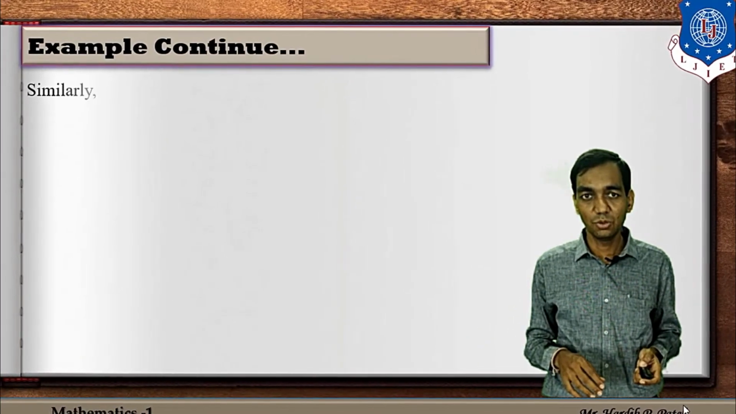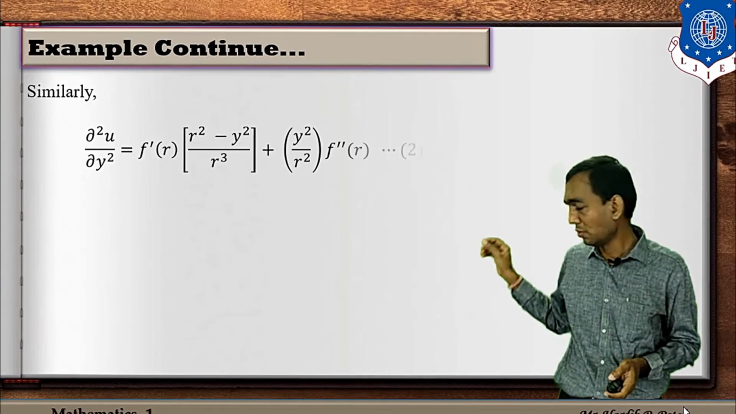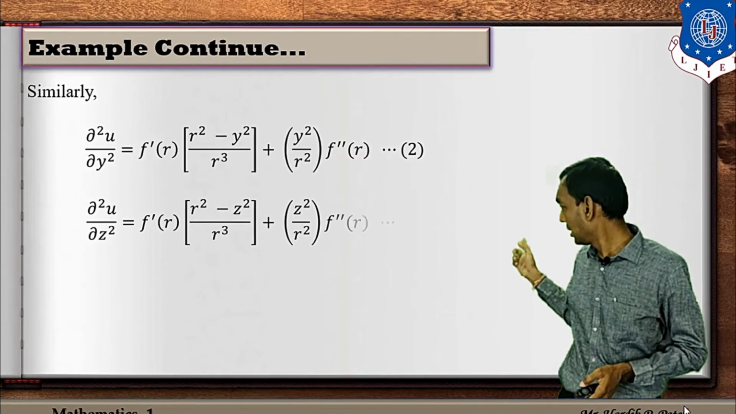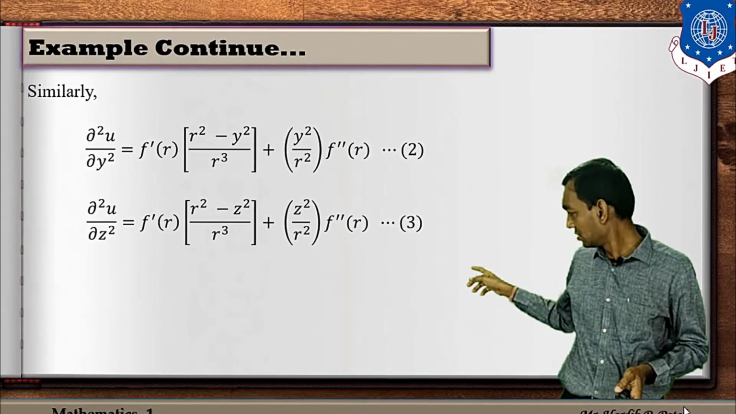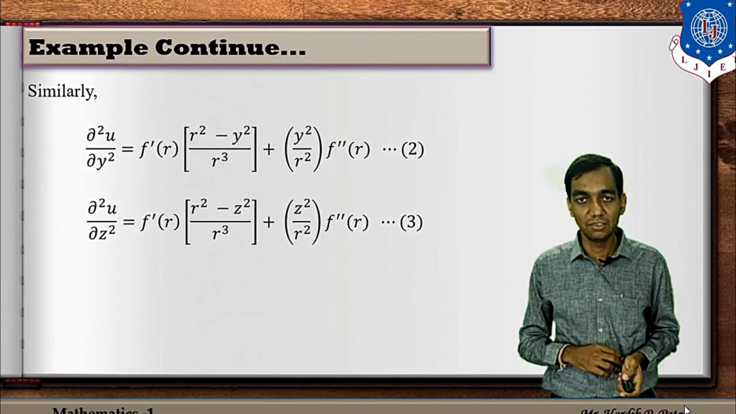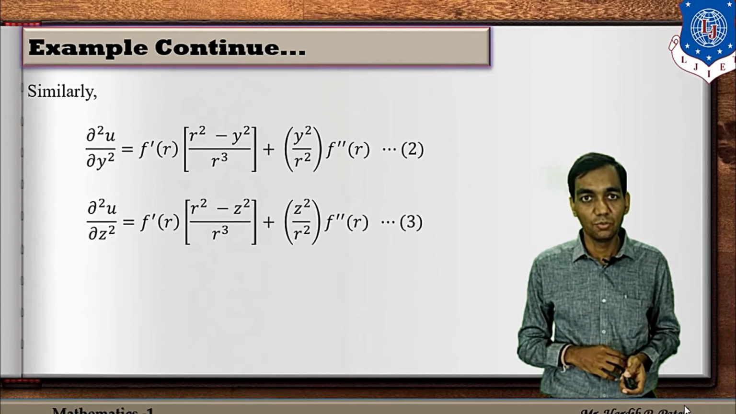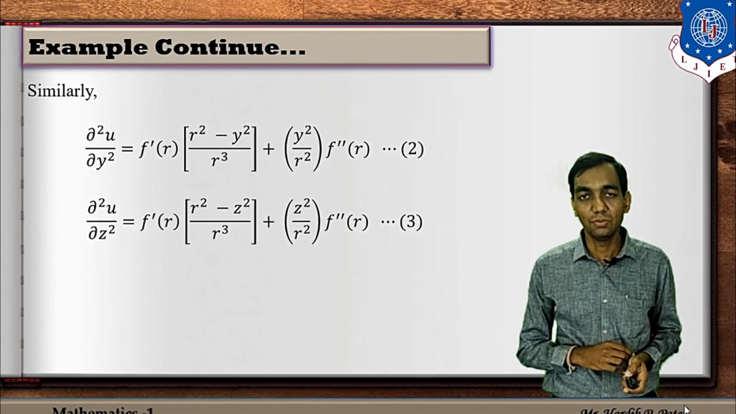In the same manner, del square u upon del y square is f dash r into r square minus y square upon r cube, plus y square upon r square into f double dash of r. And in the same manner, del square u upon del z square is f dash r into r square minus z square upon r cube, plus z square upon r square into f double dash of r.